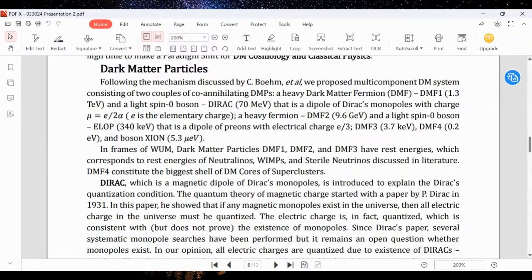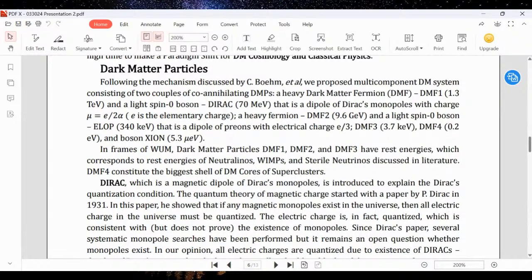Dark matter particles. Following the mechanism discussed by Boehm et al., we proposed a multi-component dark matter system consisting of two couples of co-annihilating dark matter particles: a heavy dark matter fermion, DMF1, 1.3 tera-electron volts, and a light spin zero boson, Dirac, 70 mega-electron volts. That is a dipole of Dirac's monopoles with charge mu equals e/2 alpha. e is the elementary charge.